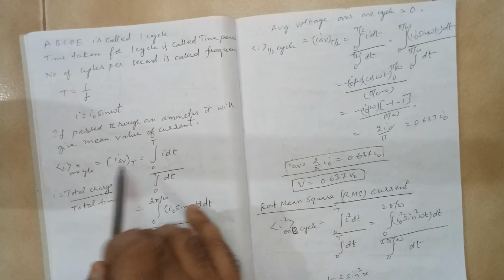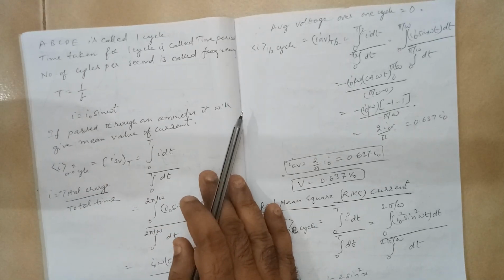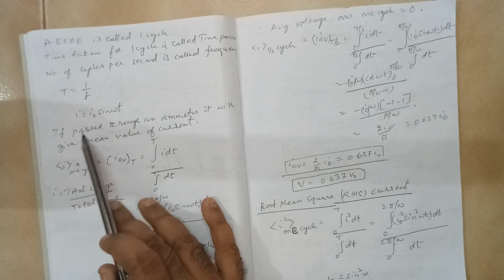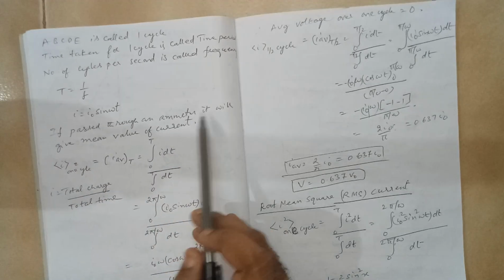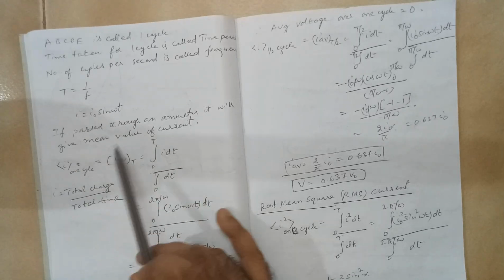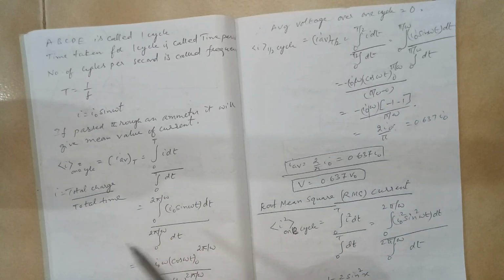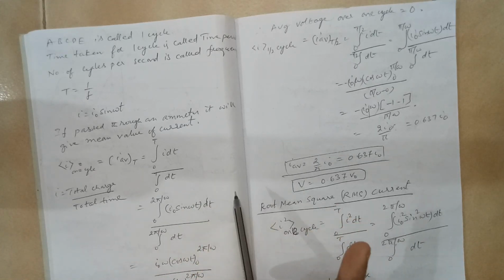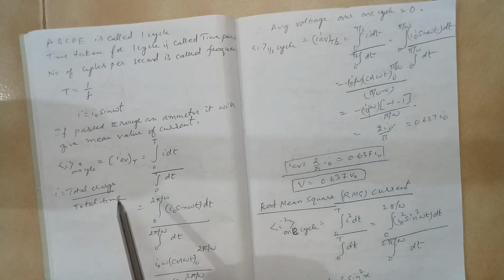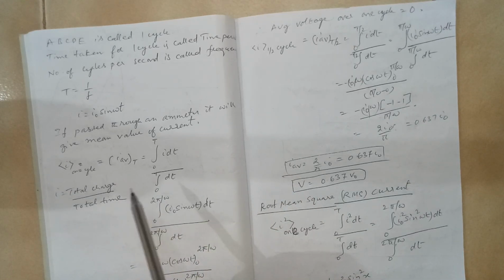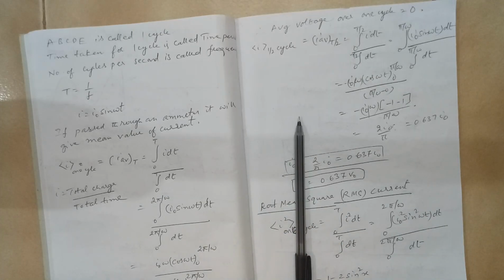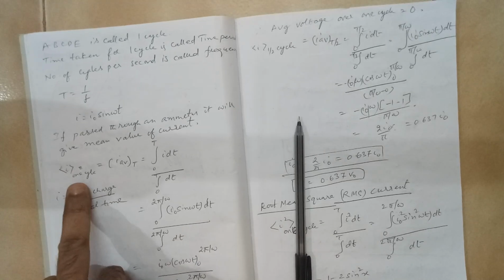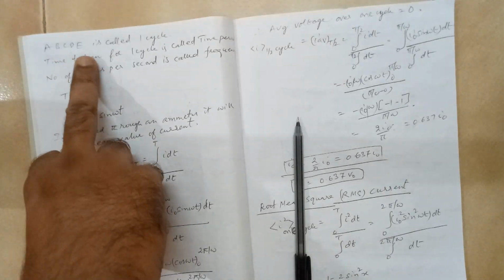Now here if you see, if current is passed through an ammeter, it will show the mean value of the current. If you take a circuit and the case of a current passing through the ammeter, in direct current it will directly give you a constant value, but here in the case of alternating current you get the average value. Now if you want to calculate this average value over one cycle, just now I told you ABCD is one cycle.